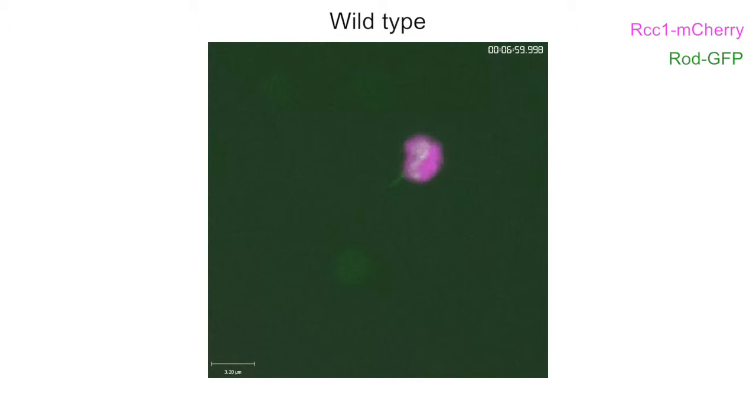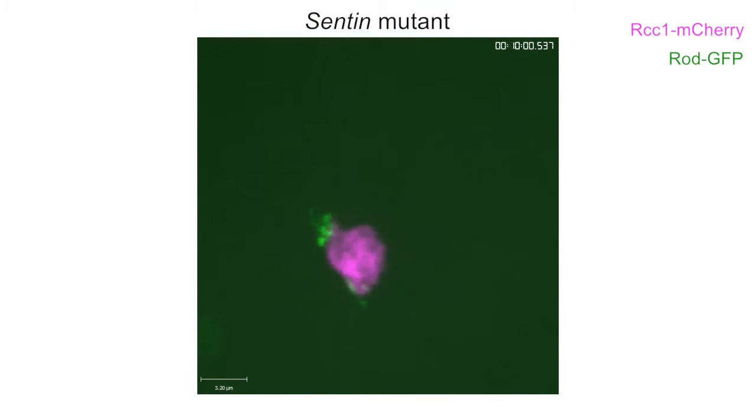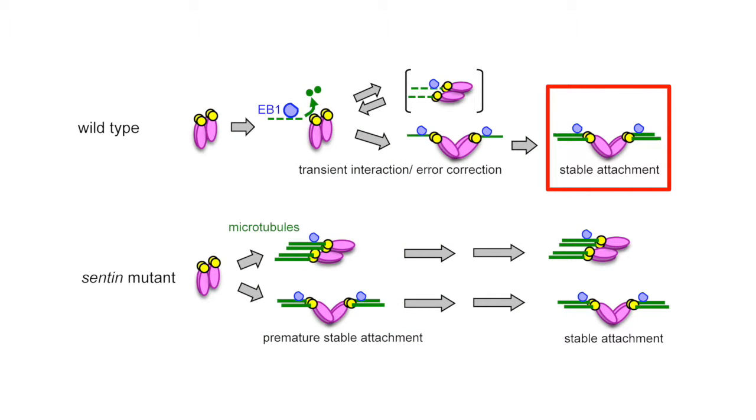So then we followed from the beginning of nuclear envelope breakdown and spindle formation. And what we found, first of all, in wild-type oocytes, for 1 hour or more, the kinetochore only forms a transient interaction with the microtubule. And then in Sentin mutant oocytes, the kinetochore forms a stable attachment to the microtubule from the very beginning of the spindle formation. Sentin therefore seems to prevent stable kinetochore microtubule attachments until oocytes have assembled a proper bipolar spindle.